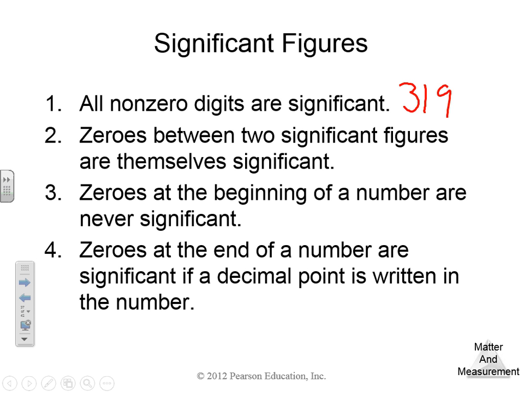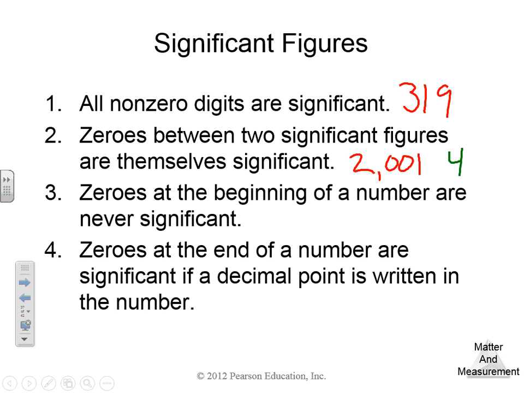Zeros between two significant figures are themselves significant. So if I had 2001, in this example I have 2 zeros between 2 real numbers, so I have 4 significant figures.